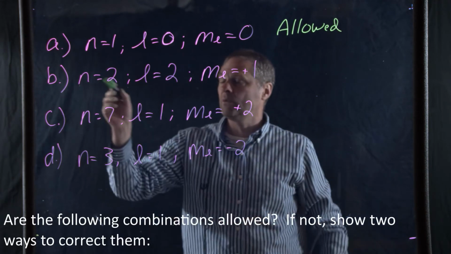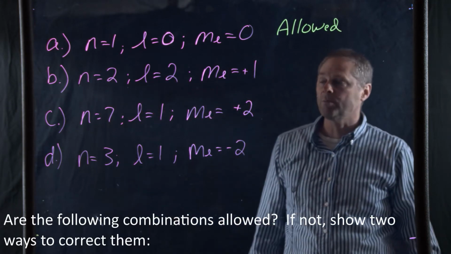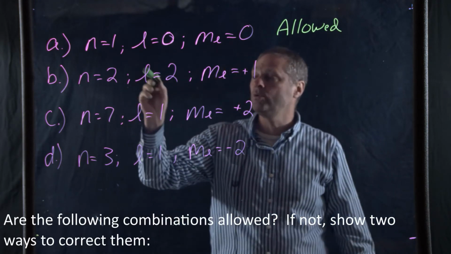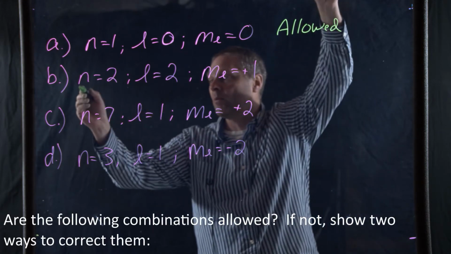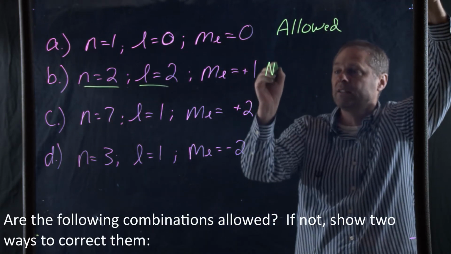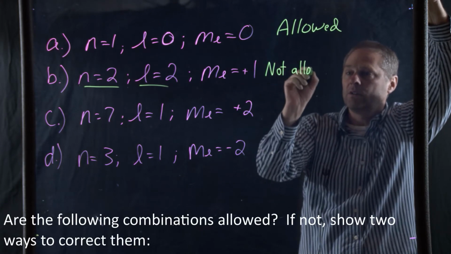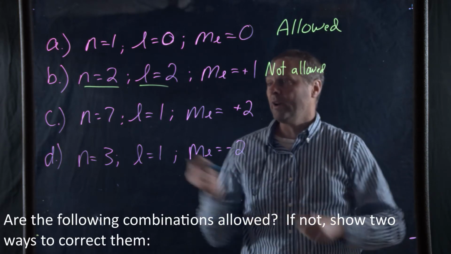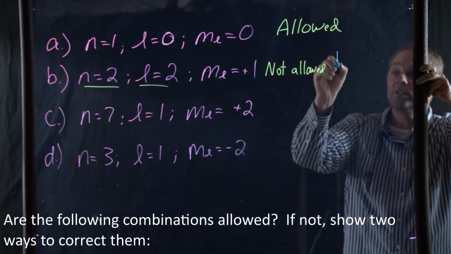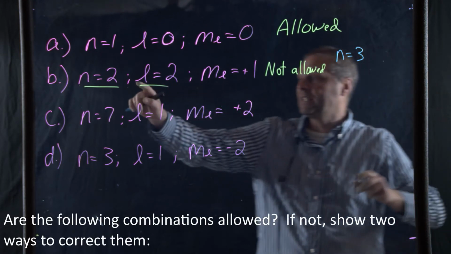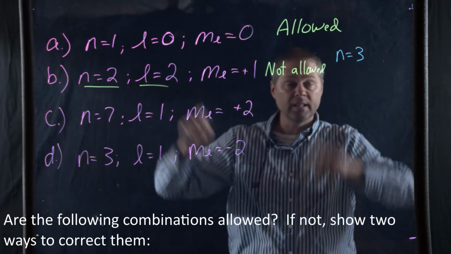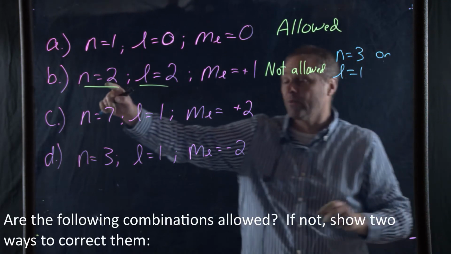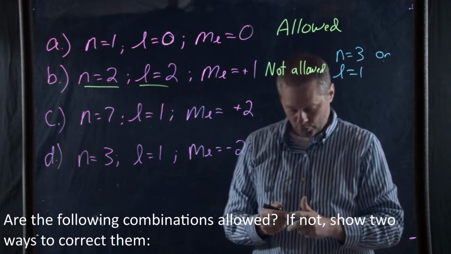For B, we have n equals 2, L equals 2, m sub L is equal to plus 1. As I just got done stating, L has to be at most n minus 1. So the problem lies here. This is not allowed. So what is going to be the correction for this? Well, there are 2 corrections. n either has to increase by 1, so n has to be equal to 3, because in that case L would be 1 less than 3, or L has to be equal to 1 if we're going to keep n the same. So those are the 2 corrections there.